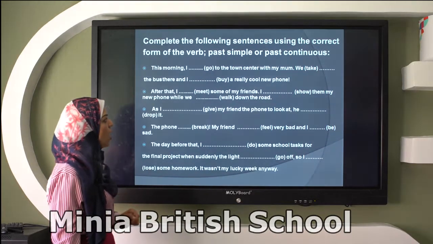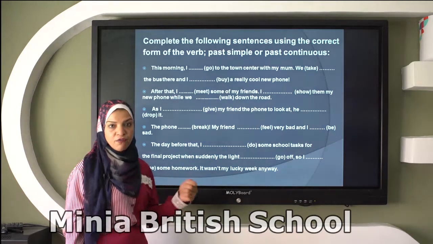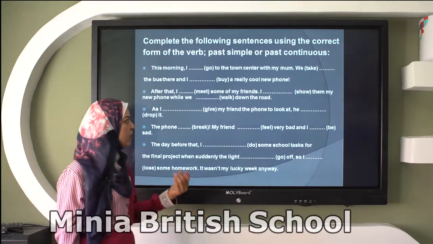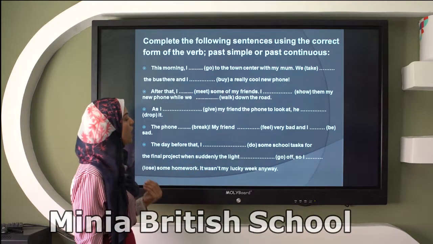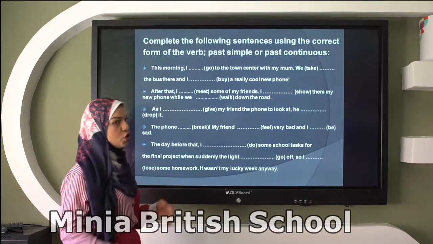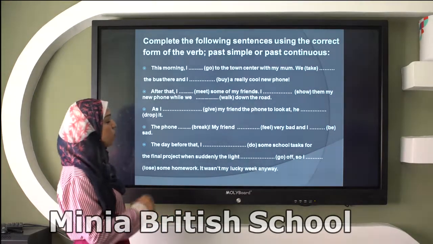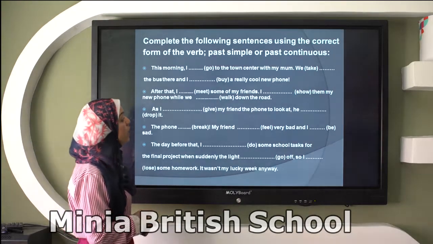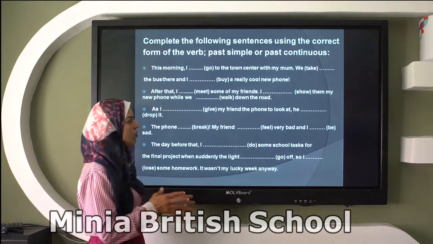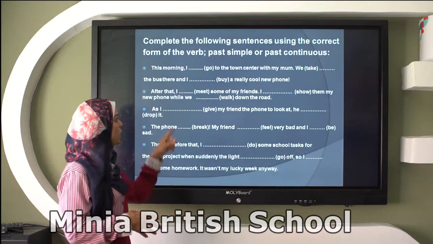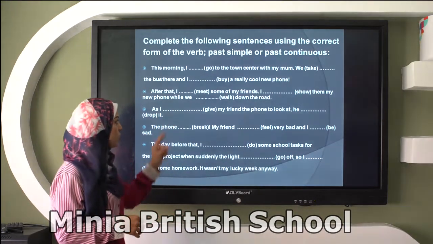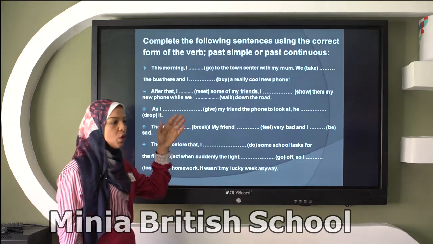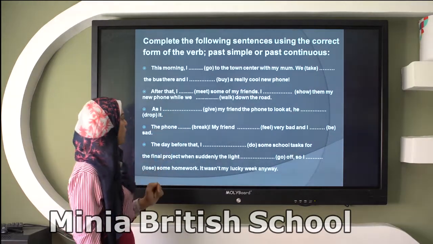After that, I met some of my friends, because it happened all of a sudden. It wasn't arranged or something like that, so we use the past simple here. I met some of my friends. I showed them my new phone. This is a sequence of events in which you have to use the past simple. While we were walking down the road. Why did I choose the past continuous here? Because of while. As, which is equal or equally used as while.